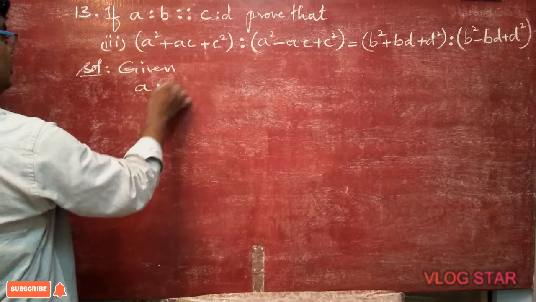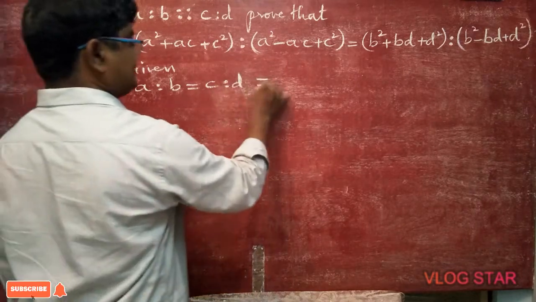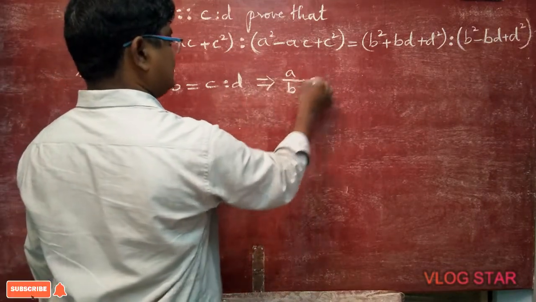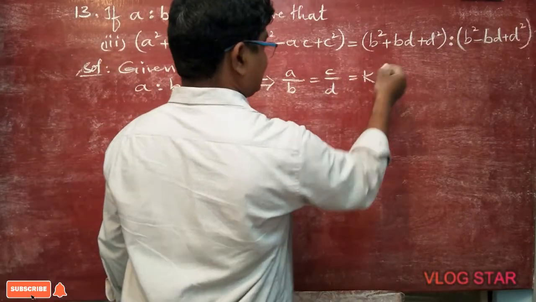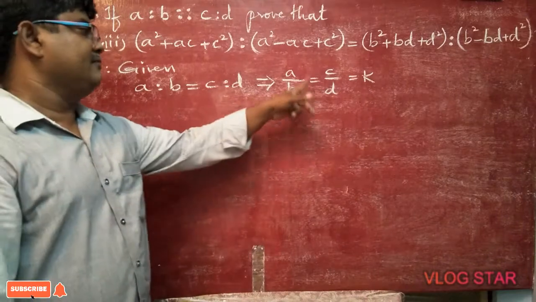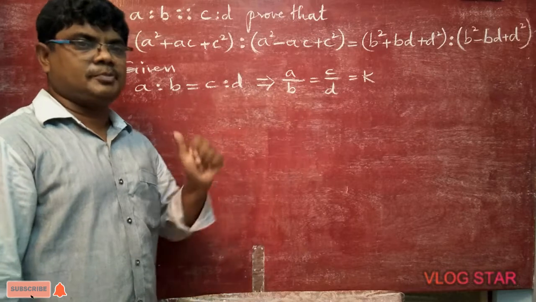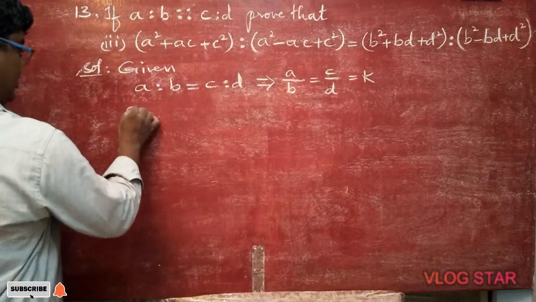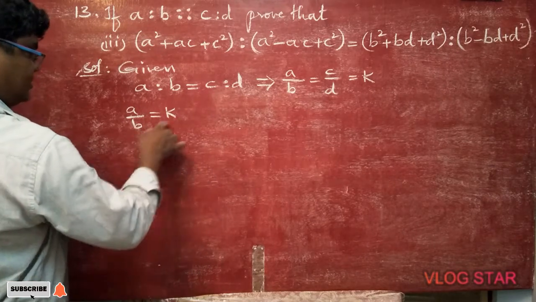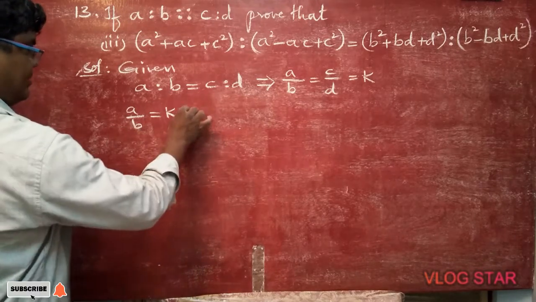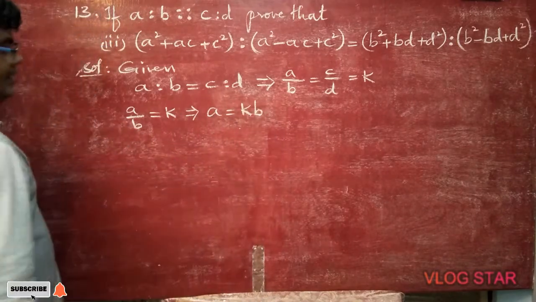A is to B is equal to C is to D implies A by B is equal to C by D. Same answer, one constant answer is there, K. For A by B also K only, C by D also, because equality between two ratios is proportion. So A by B is equal to K. What is the meaning of that? Means A is equal to KB. In the place of A you can write KB.